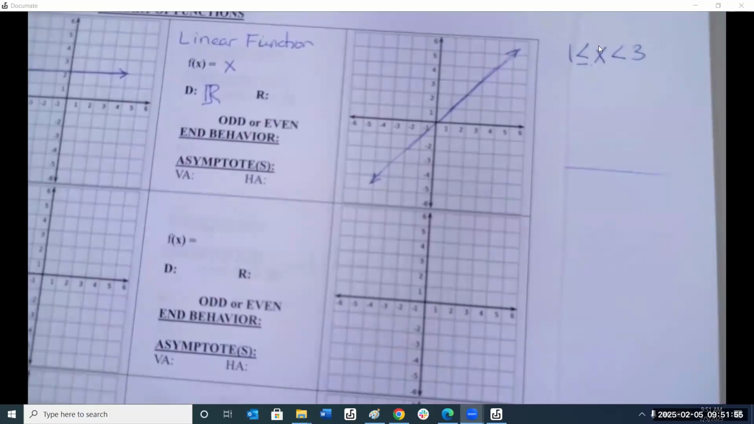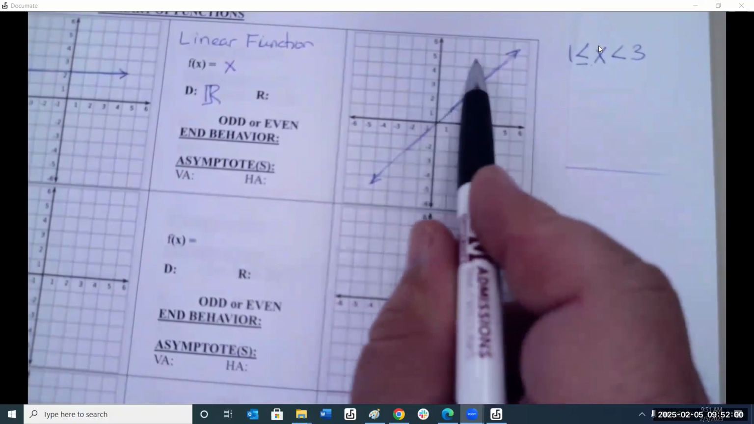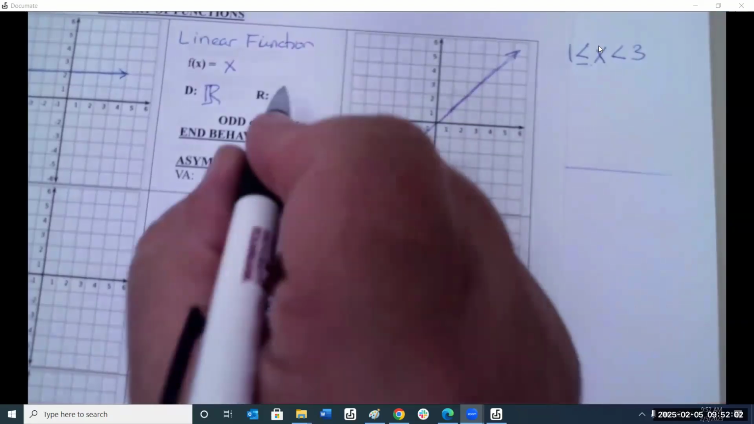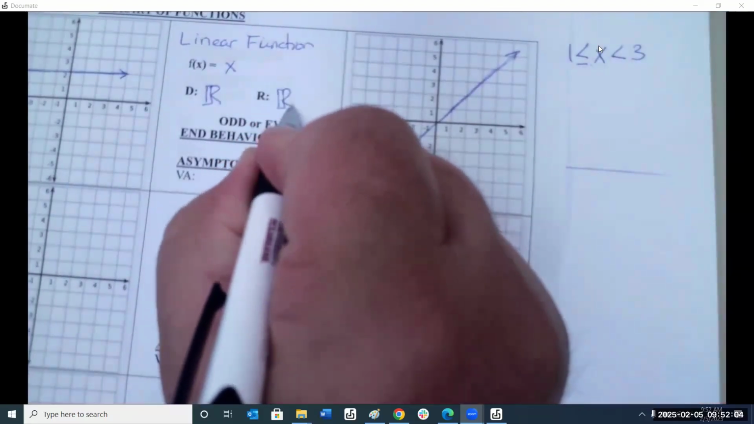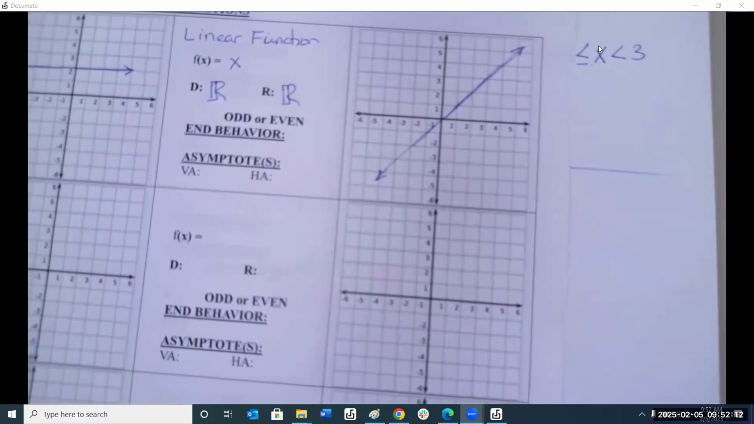How about the range? Can it be negative? Yes. Can it be positive? Yes. Can it be 0? So it's also all real numbers. So those are the first 2 functions.